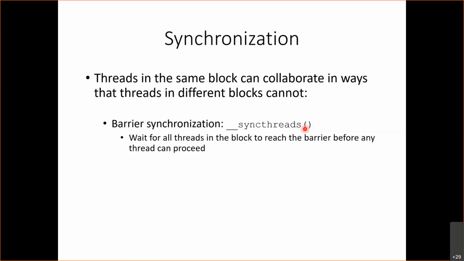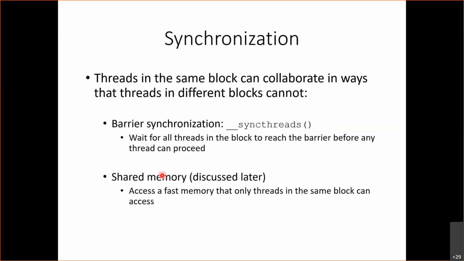Another way that threads in the same block can collaborate is using shared memory. There is shared memory on the SM that threads in the same block can access, but threads in different blocks cannot. This is another way of collaborating, and we will take a look at how to use it later on. There are also other ways that we will not discuss today, but we will discuss later. The idea is that threads in the same block can collaborate, while threads in different blocks cannot. And this is the motivation for assigning threads to SMs at a block granularity.